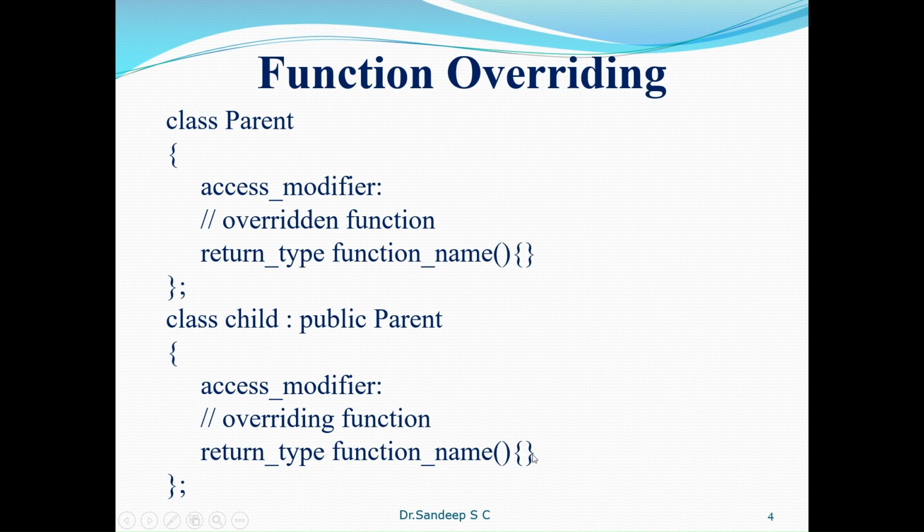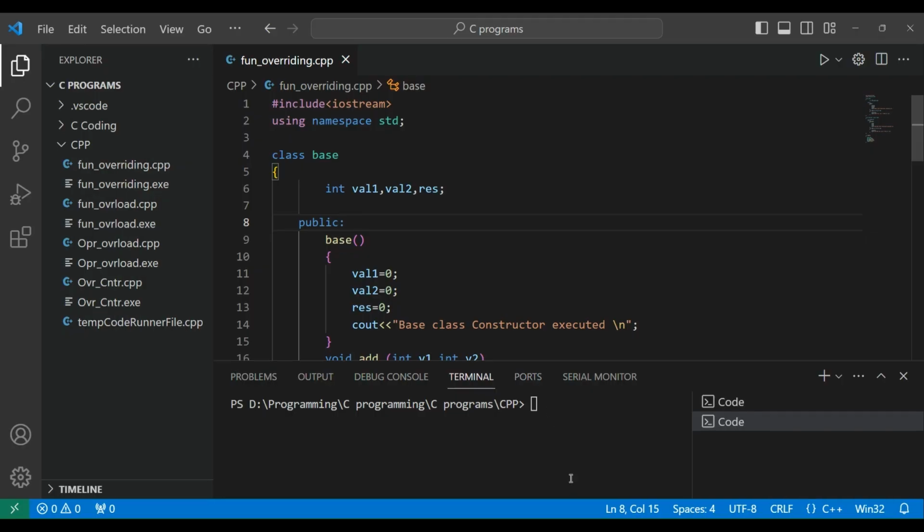Now we'll directly go to the code and check how exactly the overriding works. Coming to the code, we'll see how it is implemented. So we have the header file, the namespace definition, and then I have declared a couple of variables for the operation. All are integers, in private access mode.